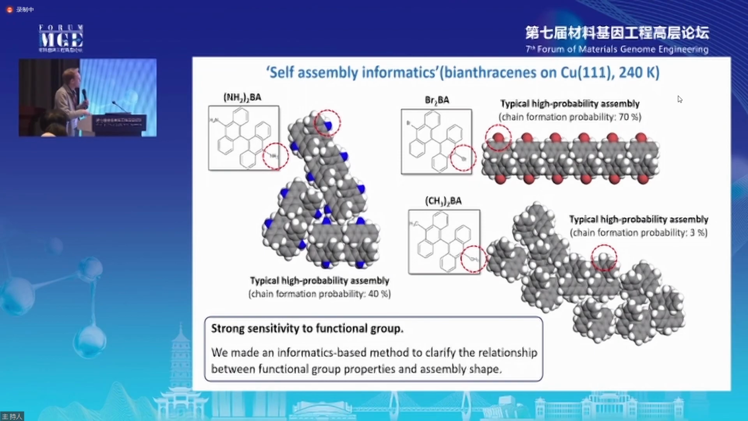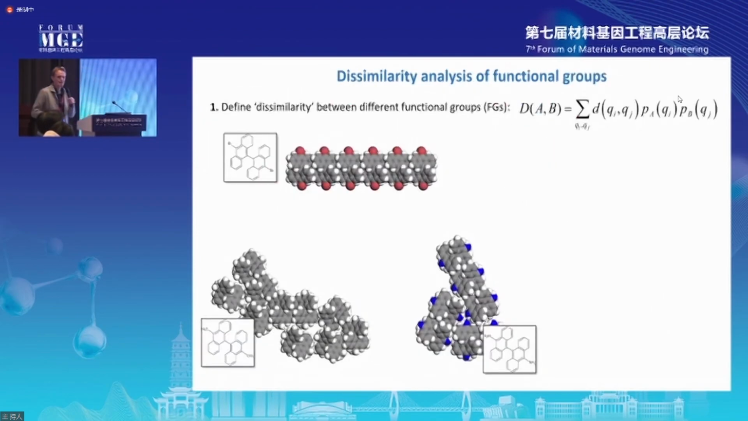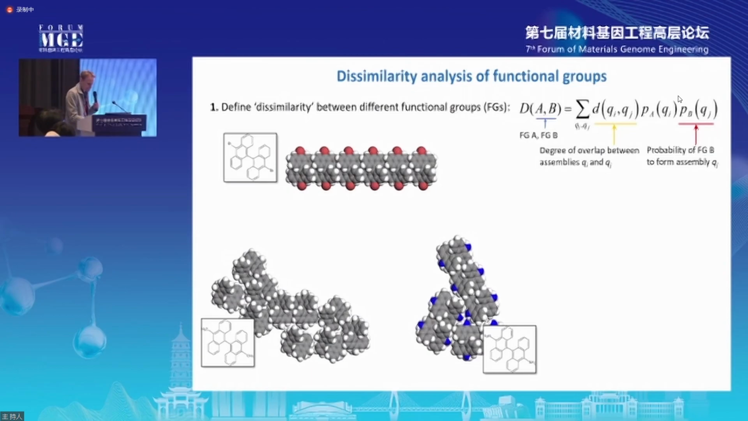So we made an informatics method to try and clarify the relationship between that functional group's chemistry and the shape of the assembly. So how does this go? Well, we do a dissimilarity analysis. First we define the dissimilarity between different functional groups. It's just defined like so. I can go through this equation later if you want, but it's just considering the overlap between different possibilities and also the thermodynamic probability of that assembly being formed at the particular temperature.